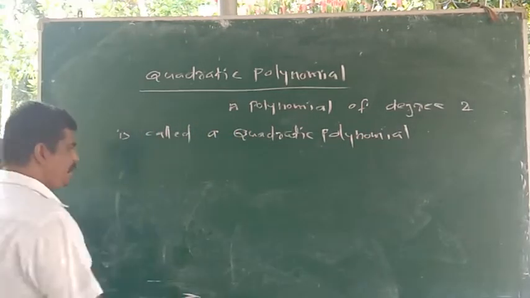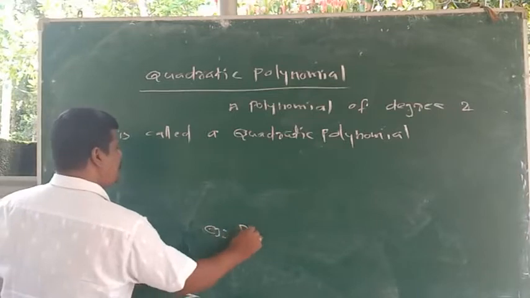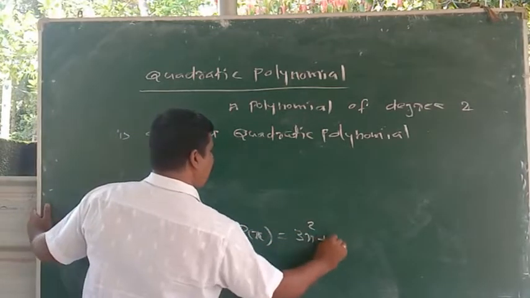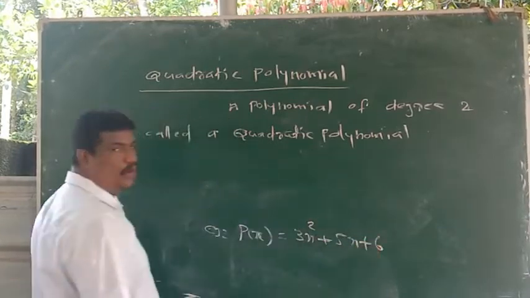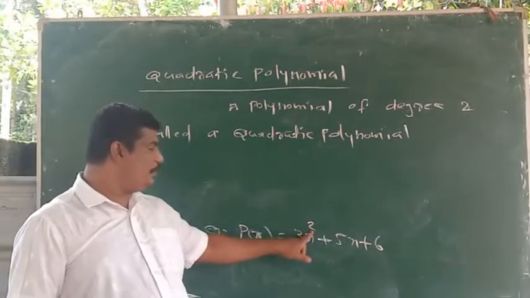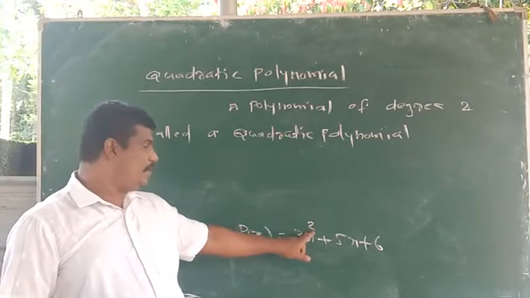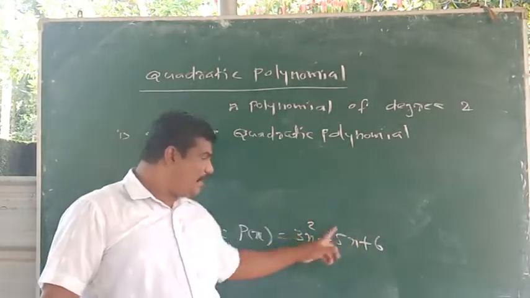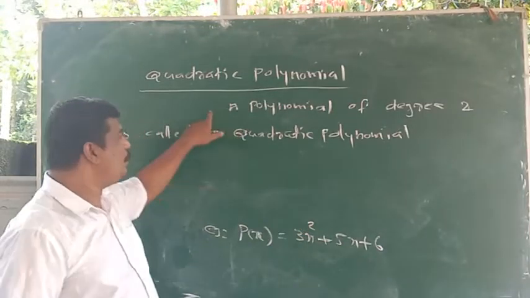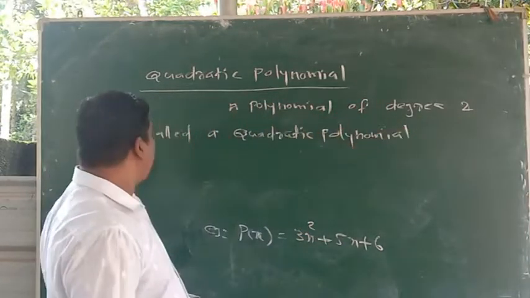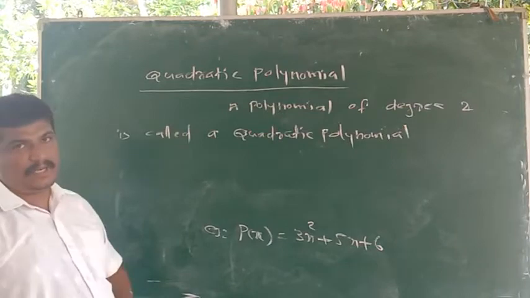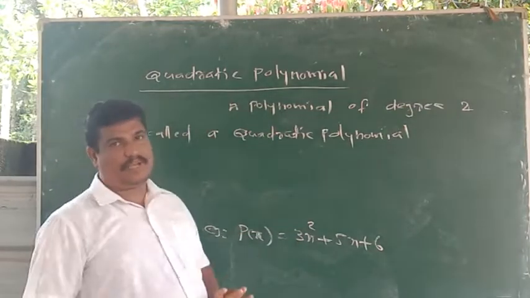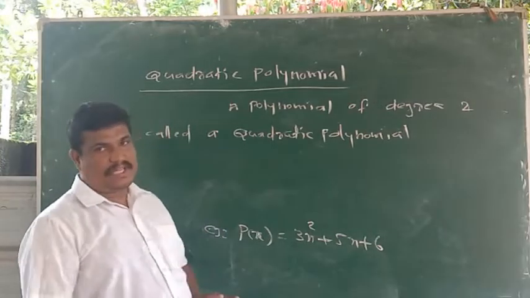Example, listen, example. p of x is equal to 3x square plus 5x plus 6. It is a quadratic polynomial. What is the degree of the polynomial? The highest power is 2. The power of the x term is 1. What is the power of the constant term? 0. So what is the highest power? 2. So a polynomial of degree 2 is called a quadratic polynomial. So it has degree 2, so it is a quadratic polynomial. What is the general form?